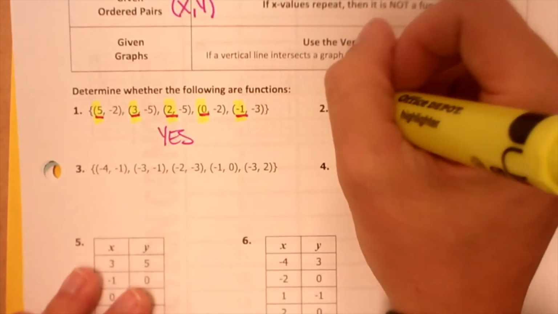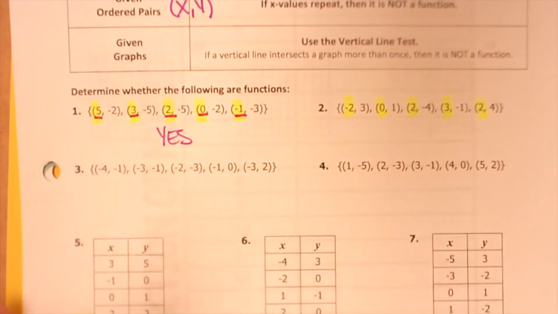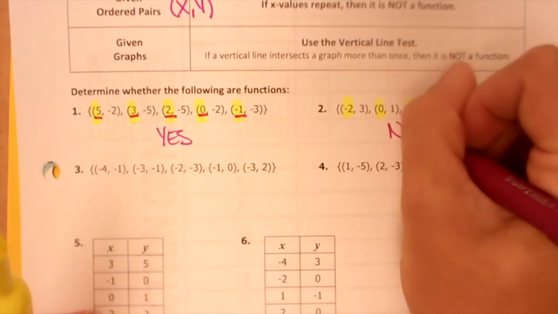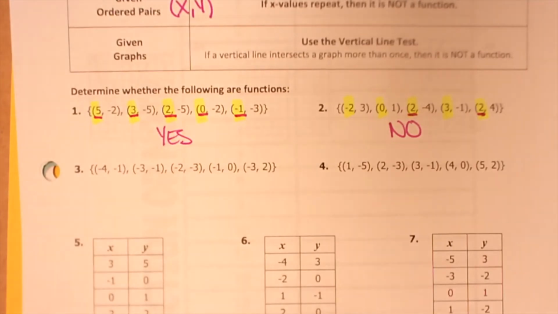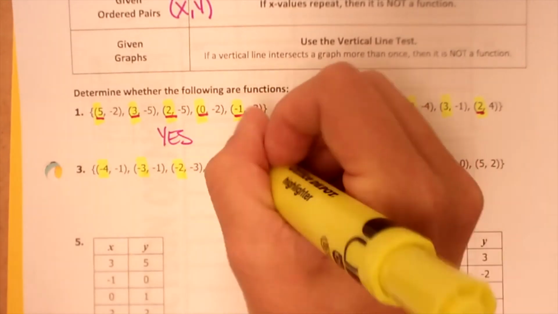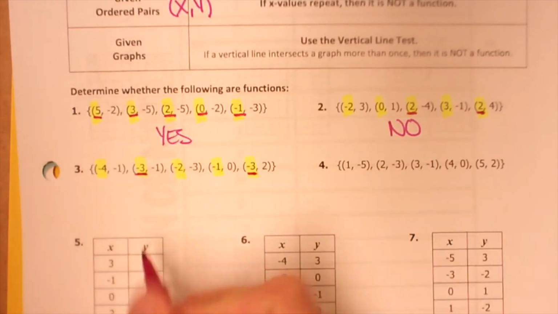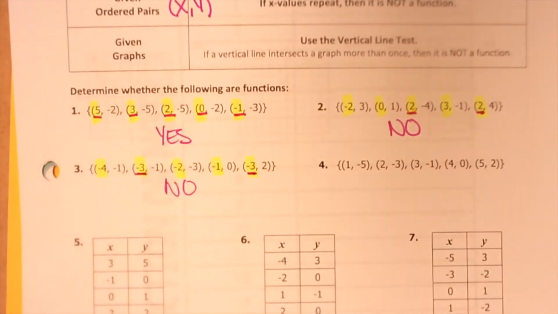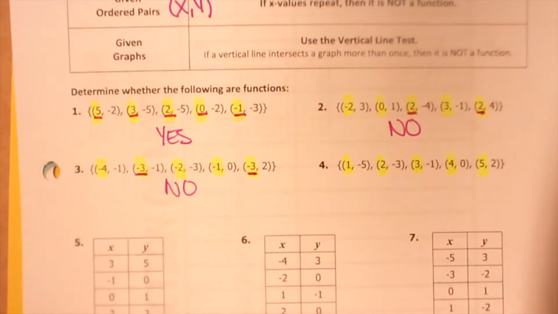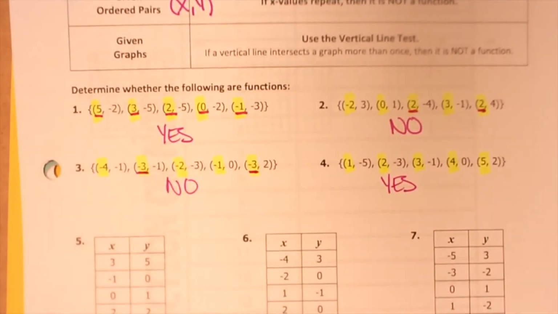Looking at number 2, we have -2, 0, 2, 3, 2. Well, if you look, my 2's repeat, so that means that this is not a function. Looking at 3, we have -4, -3, -2, -1, -3. Well, once again, -3's repeat, so this is not a function. Looking at 4, we have 1, 2, 3, 4, 5. None of my x's repeated, so yes, this is a function.